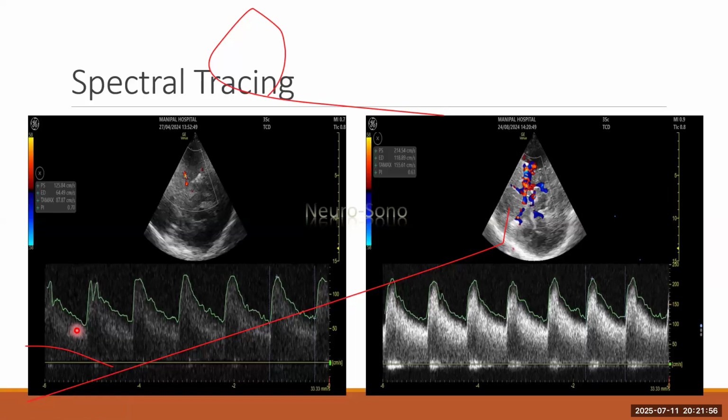Can someone identify what is on the left hand side and what is on the right hand side with respect to the spectral waveform tracing? What difference do we see here? So as we can see on the left hand side of the screen, there is a spectral tracing, and on the right hand side there is a spectral tracing. Which is normal, which is abnormal at least?